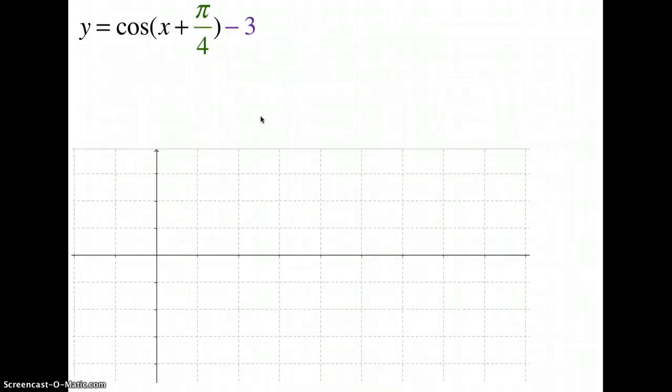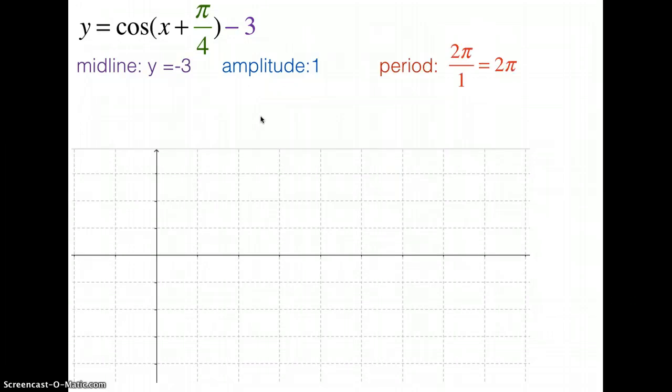So here we have y equals cosine (x plus pi over 4) minus 3. Midline is the d value, y equals negative 3. The amplitude is 1 because we don't have a coefficient in front of the cosine. The period is going to be 2 pi over 1. The b value is also 1. And we're shifting this one pi over 4 to the left because it's positive.